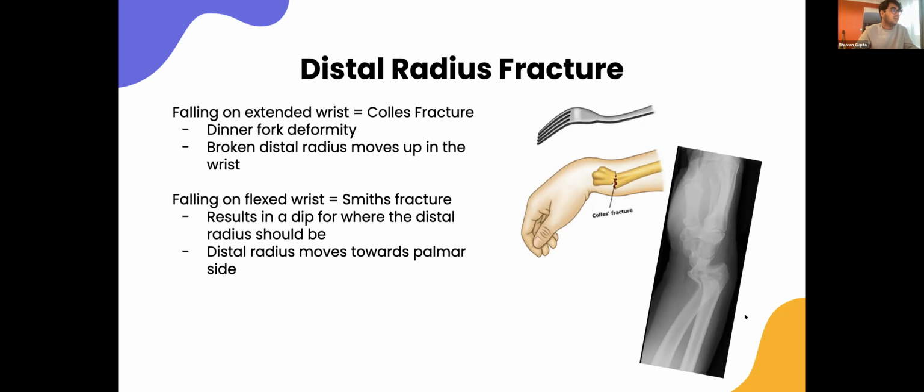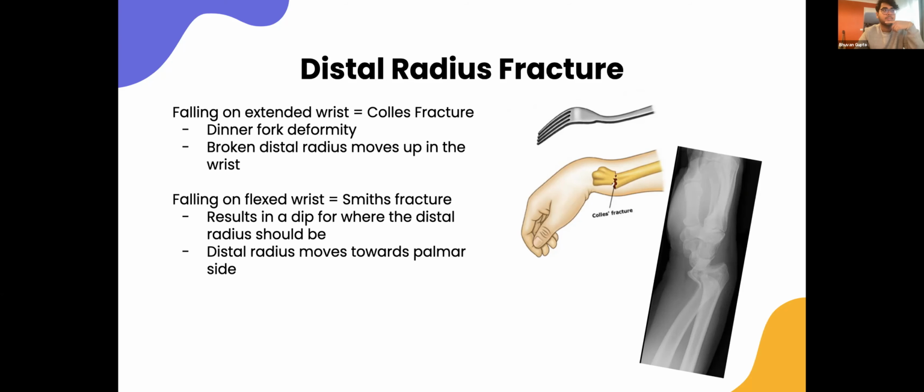On the other hand, if we're falling on a flexed wrist, it's going to be the opposite. Our bones are going to push towards the palmar side of the hand. And so we're going to have a sort of dip in our wrist, just before our wrist. The Colles fracture is more common because we're more likely to fall with our extended wrists rather than our flexed wrists.